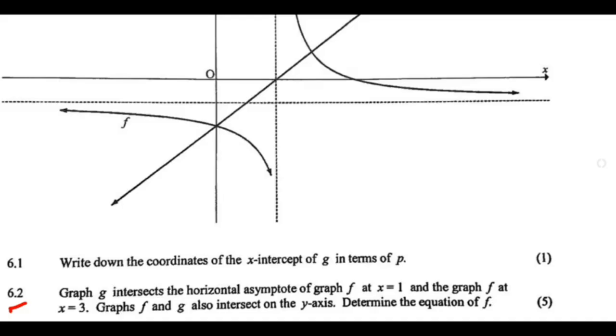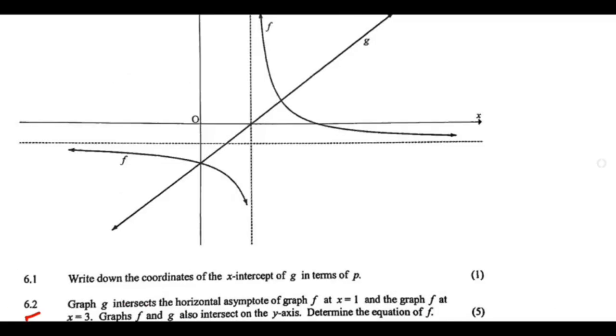Question 6.2. Graph g intersects the horizontal asymptote of graph f at x equal to 1, and the graph f at x equal to 3. Graph g intersects the horizontal asymptote at x equal to 1. So this is x equal to 1, this is the horizontal asymptote, so the x value here is going to be 1.